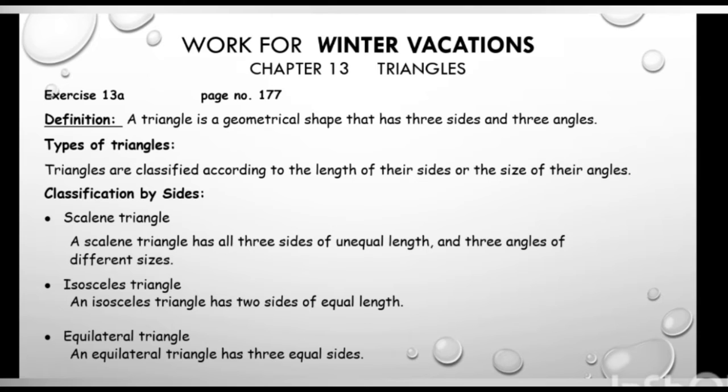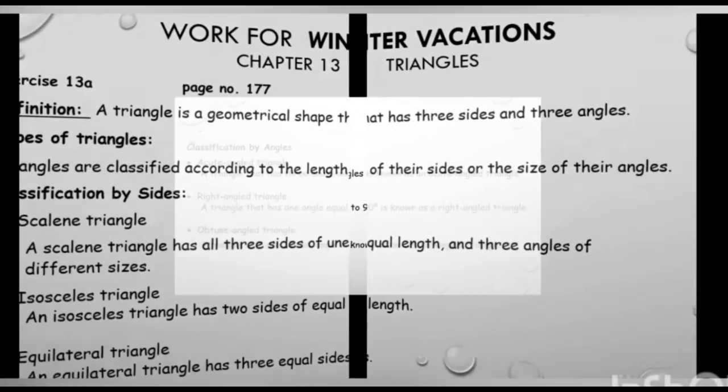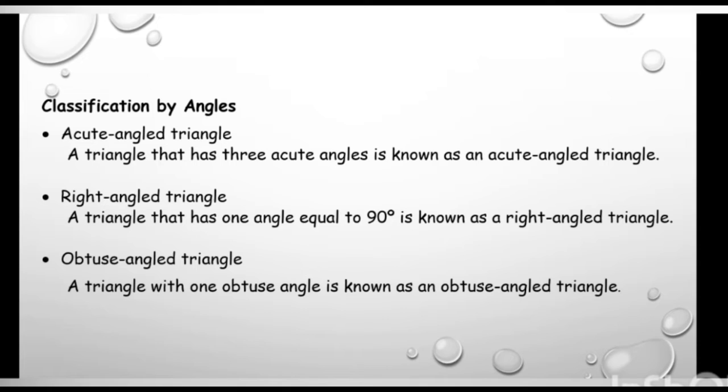okay? Then isosceles triangle. An isosceles triangle has 2 sides of equal length, okay? Any 2 sides, like there are 3 sides of a triangle now, so any 2 sides should be of equal length. Then only it will become an isosceles triangle, okay? Now equilateral triangle. An equilateral triangle has 3 equal sides and 3 equal angles also, okay? Now move towards classification by angles.